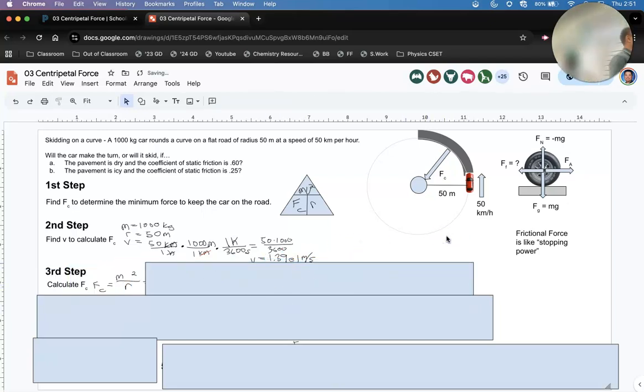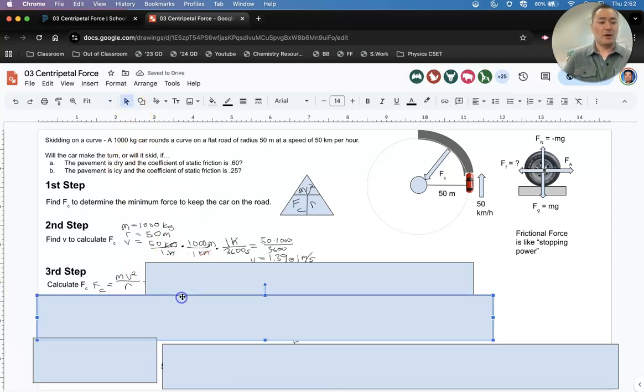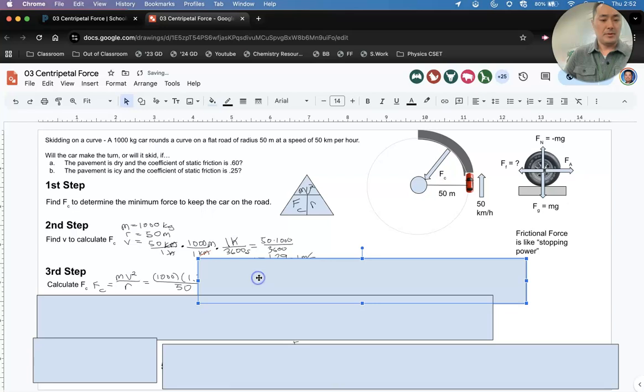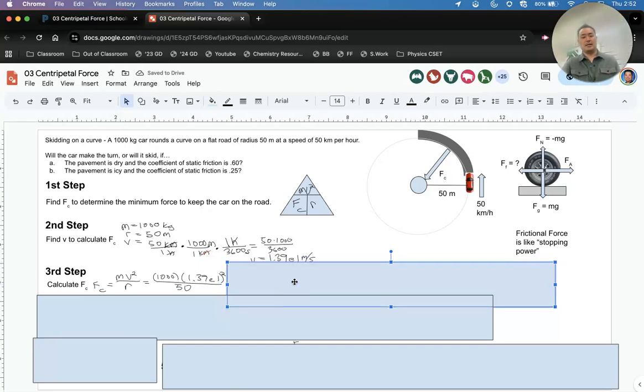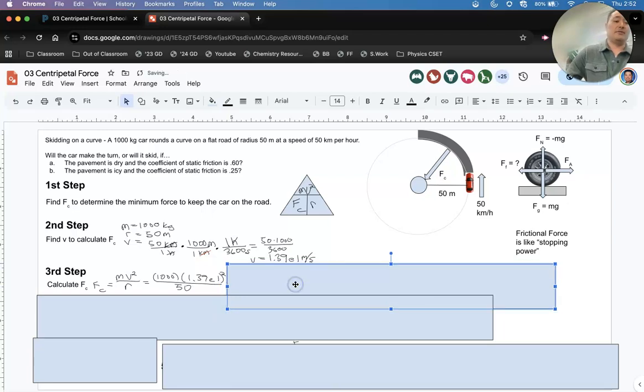Our force equation is not F equals ma. It's going to be force equals m times v squared over r. Then we plug in 1,000, the mass, times 1.39, which is what Kelvin solved for us, 1.39 E1. Don't forget the square, divide by 50 meters.